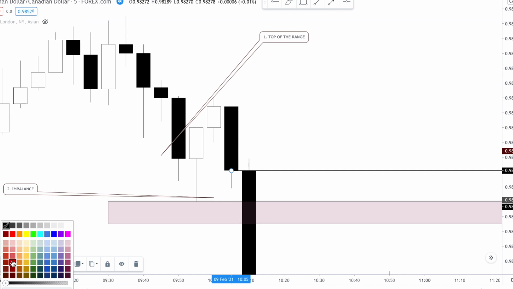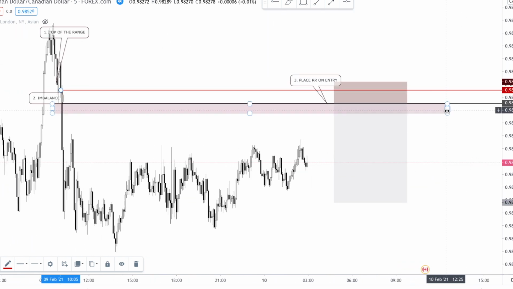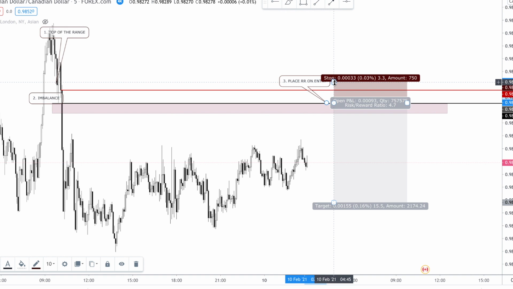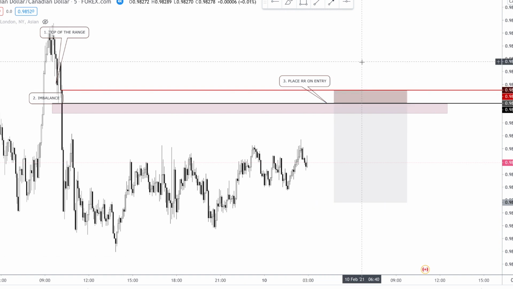I'm also going to change it to red. And after that, I'm going to go back and adjust my stop loss accordingly. So I don't have to look at these lines anymore because I know exactly where I put my stop loss. So I know my stop loss is at exactly a 2-pip stop loss in this scenario.